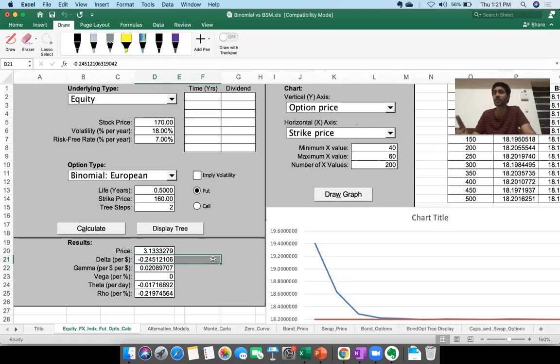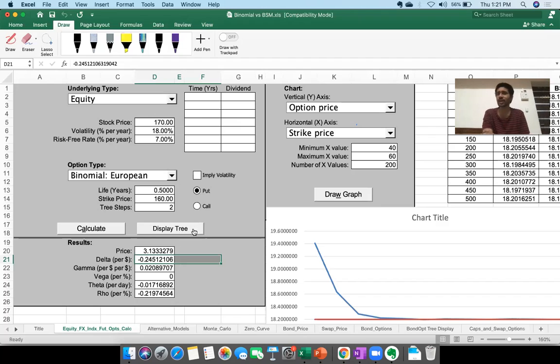And our golden rule was: delta of a call plus the absolute value or modulus of delta of put should be equal to 1. So it was 0.75 there. It is plus 0.25; modulus of minus 0.25 is plus 0.25. 0.75 plus 0.25 is equal to 1. So that condition has to get satisfied.